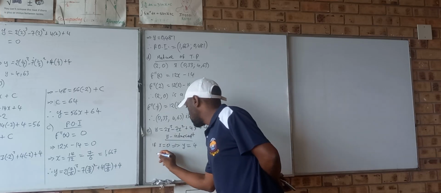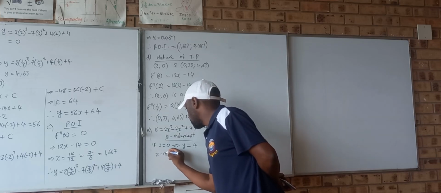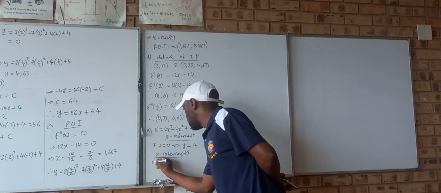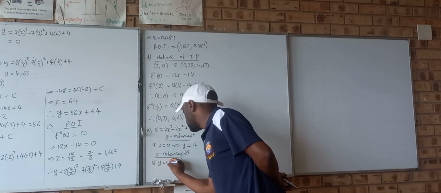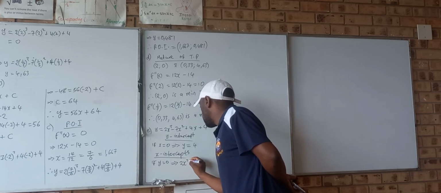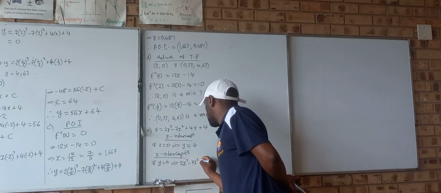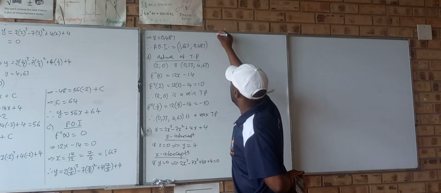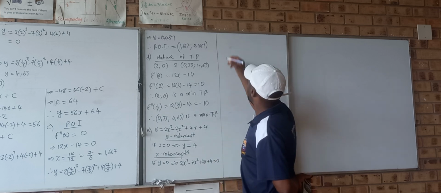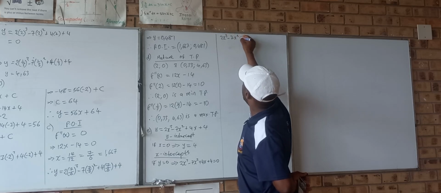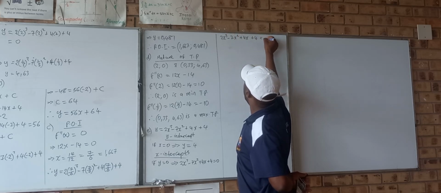Now, the x-intercept is the challenging one. For the x-intercept, we do the same thing. We say if y is 0, it therefore means the equation 2x cubed minus 7x squared plus 4x plus 4 must be equated to 0. So this is the equation we have to solve: 2x cubed minus 7x squared plus 4x plus 4 equals 0.